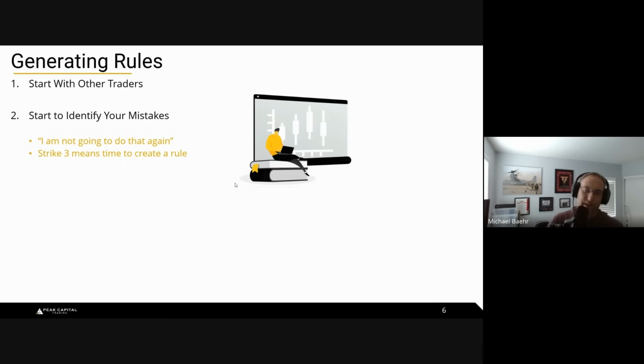And typically, you'll find these in your journal, or if you write it down, or if you record yourself, right? Or if you just recall yourself saying, man, I'm not doing that again. That was dumb. Why did I let that go past my stop? I'm not doing that again. Oh, why did I take a partial there? I'm not doing that again. Right? Well, that's great and dandy.